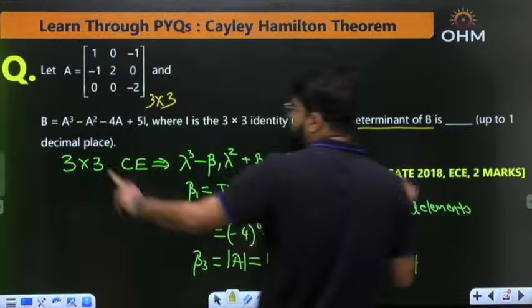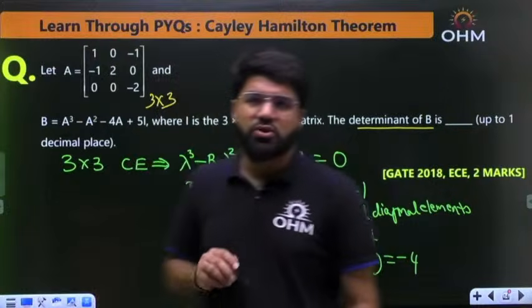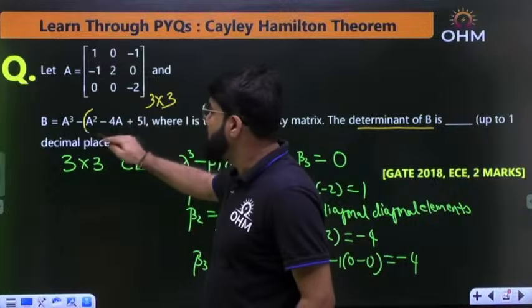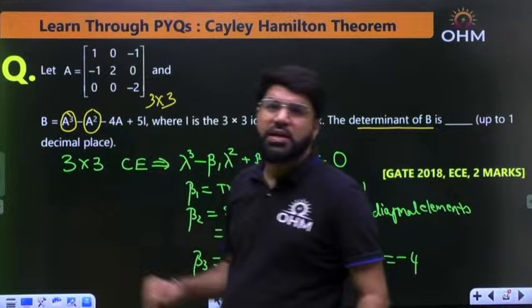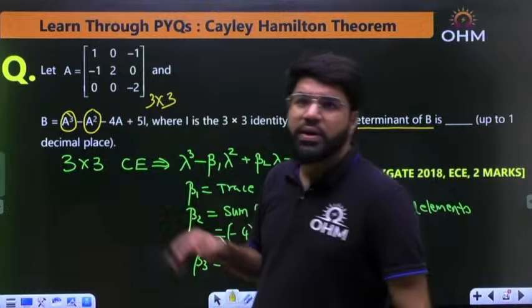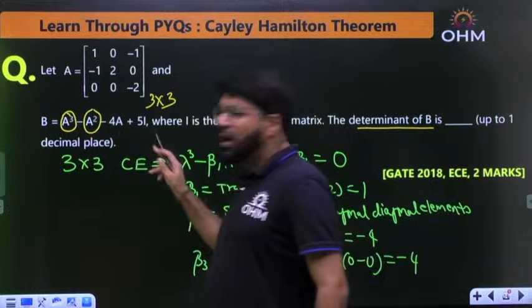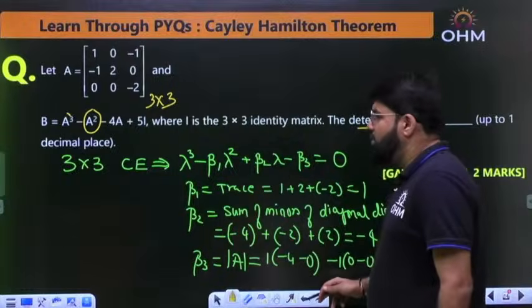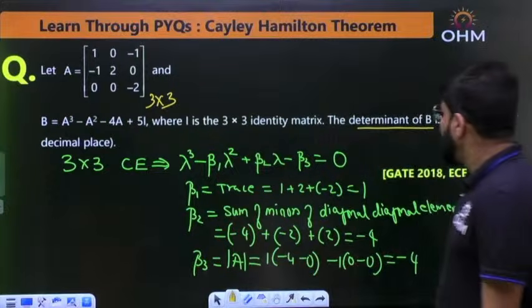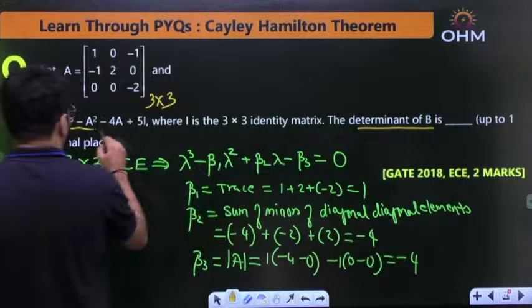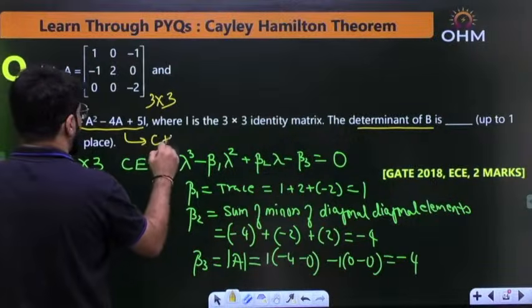B is a matrix obtained by higher powers of A. So do not think of this question as first creating A square and A cube by matrix multiplication. That will take you towards a very lengthy process. First you calculate A square, then A cube, then add and subtract these matrices, then you calculate determinant. No. Cayley Hamilton theorem. A and higher powers of A will take you towards Cayley Hamilton theorem.